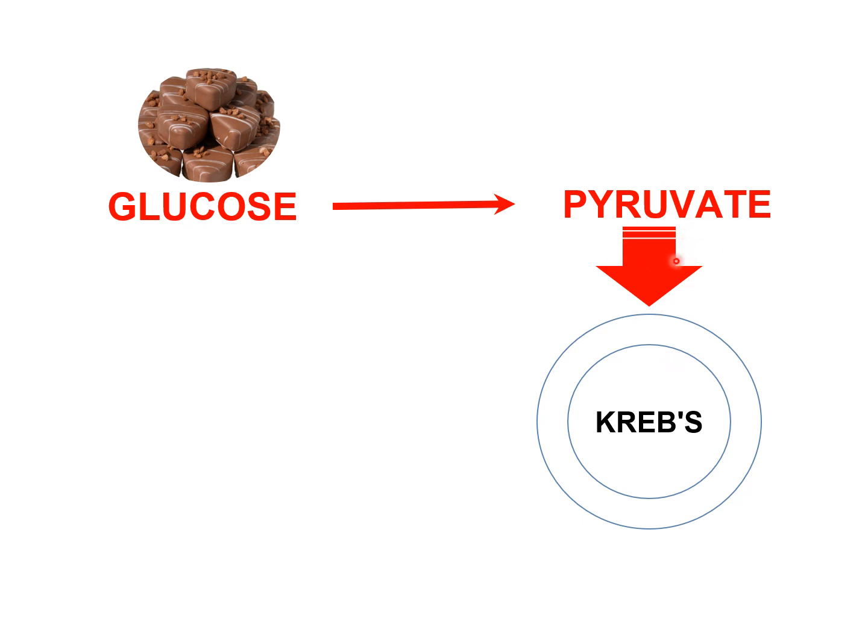This pyruvate will be converted to what we call lactate. And this lactate is toxic to the body. Since it is toxic, we don't want to build up lactate in the body. This lactate will travel in the blood circulation, and this will be taken up in the liver, because the liver is said to be the detoxifying organ of the body.